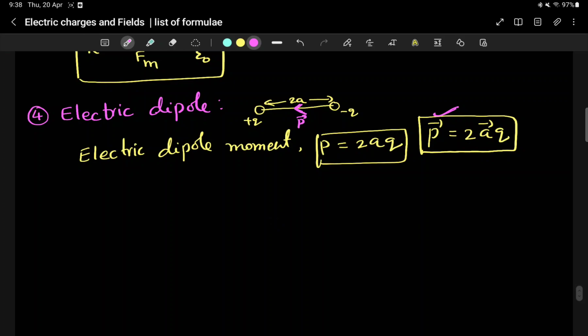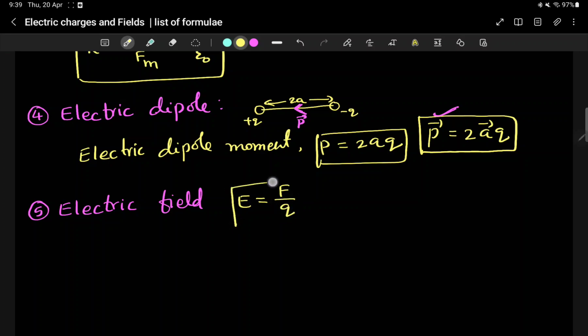Now the next thing is the net force and torque acting on a dipole placed in an electric field. So let us discuss electric field here. What is the formula for electric field? E is equal to force per unit positive charge. So this is one formula. The second one is E is equal to 1 over 4 pi epsilon naught q by r square.